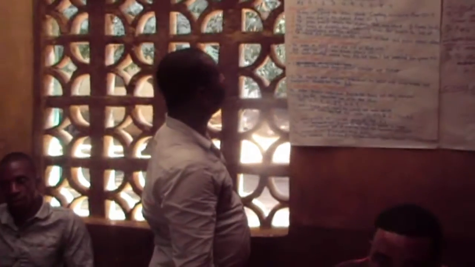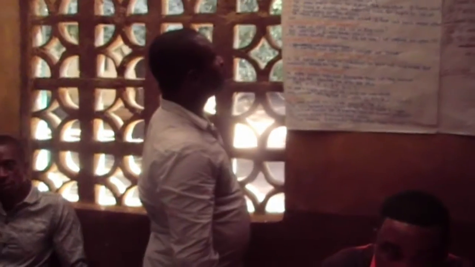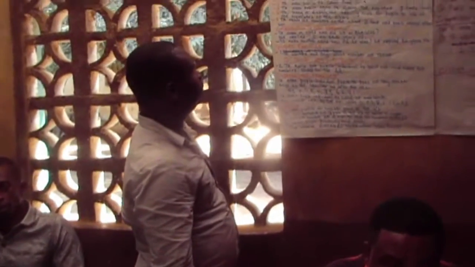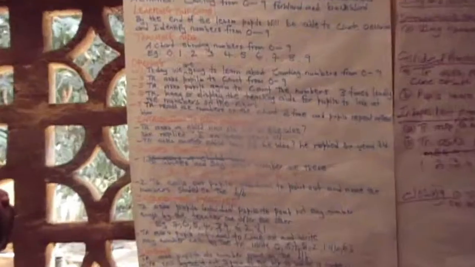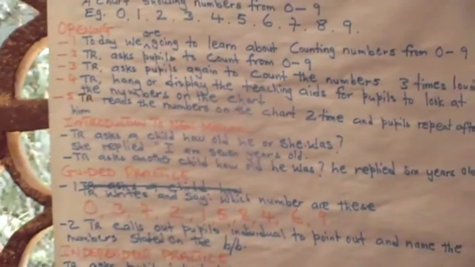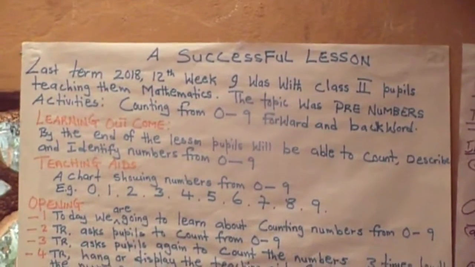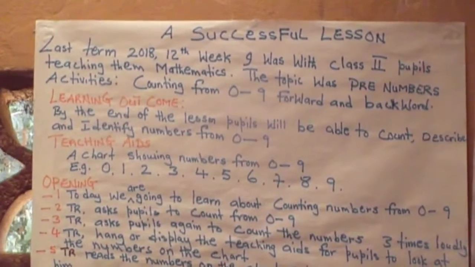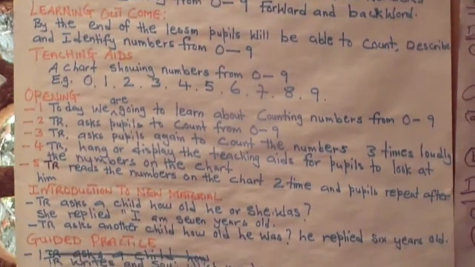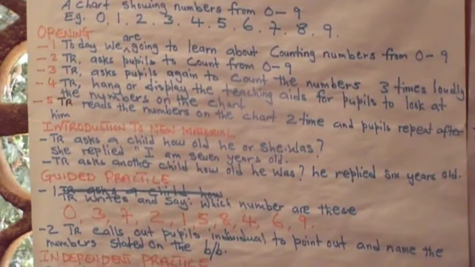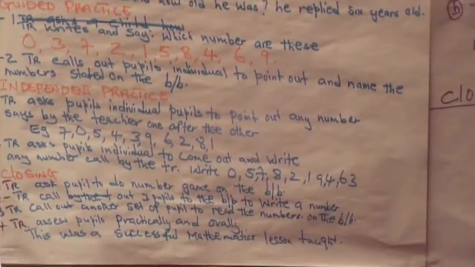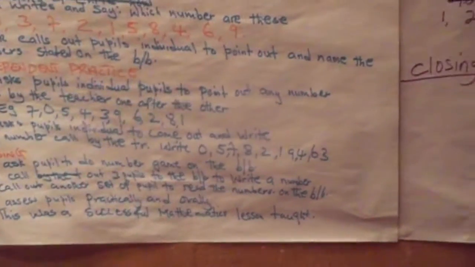Successful lesson. In 2018, 12th week, I was with class 2 pupils teaching them mathematics. The topic was pre-number activities: counting from 0 to 9, forward and backward. By the end of the lesson, pupils will be able to count, describe, and identify numbers from 0 to 9. Teaching aids: a chart showing numbers from 0 to 9, for example, 1, 2, 3, 4, 5, 6, 7, 8, 9.